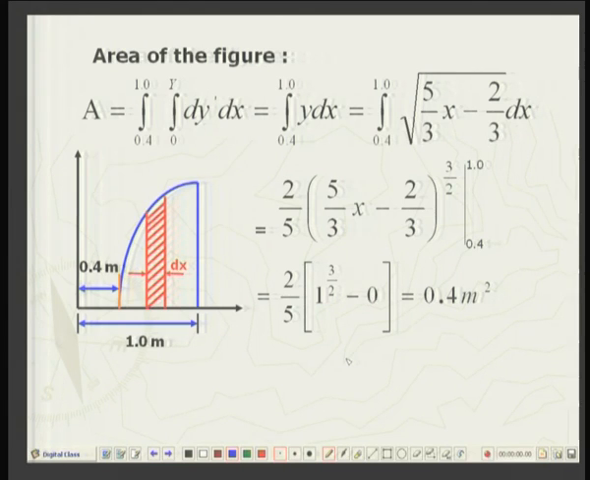Now, this square root function can be again integrated and limits can be substituted to give us finally the result as the total area comes out to be 0.4 meter square. Okay. So, either you can use the strip integration or you can use the infinitesimal rectangle dx by dy and do the integration. Both are equivalent.